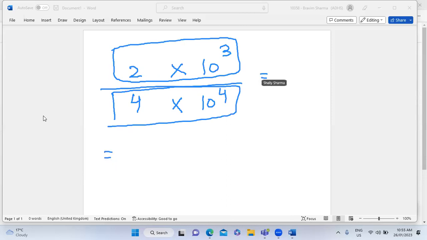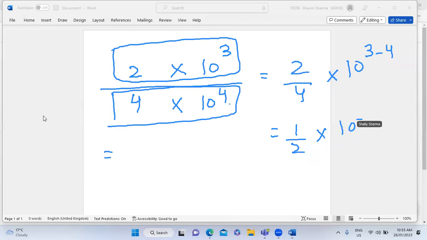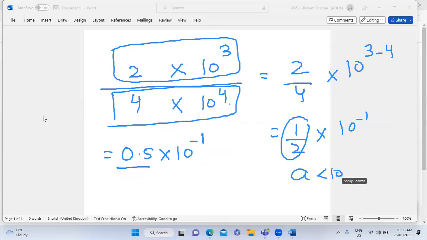Because we have these numbers 2 and 4, I will do 2 by 4, and 10 to the power of 3 over 10 to the power of 4. So it will be 10 raised to the power of 3 minus 4. So this is a half times 10 to the power of negative 1. Now a half means it is 0.5, times 10 to the power of negative 1. As I divided this number, I found that my A should be between 1 and 10, but here it is less than 1. So if it is smaller, I need to multiply it by 10 or 100 like that, depending upon the question.